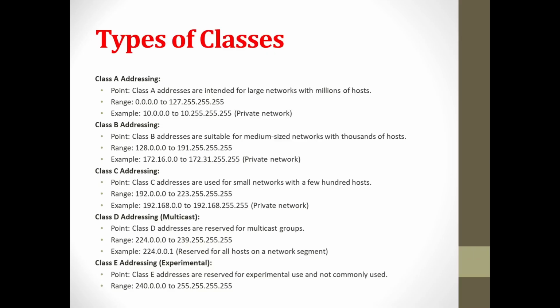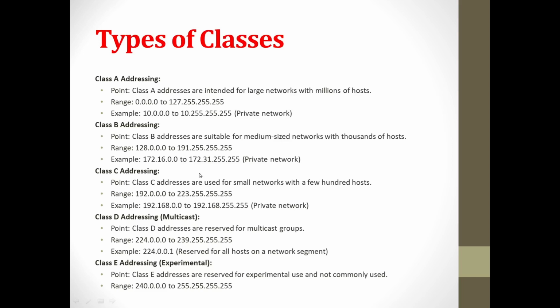So there are five classes. First one is class A. Class A addresses are intended for large networks with millions of hosts. It ranges from 0 to 127.255.255.255. Then it comes to class B. Class B is suitable for medium-sized networks. Its range is from 128.0.0.0 to 191.255.255.255.